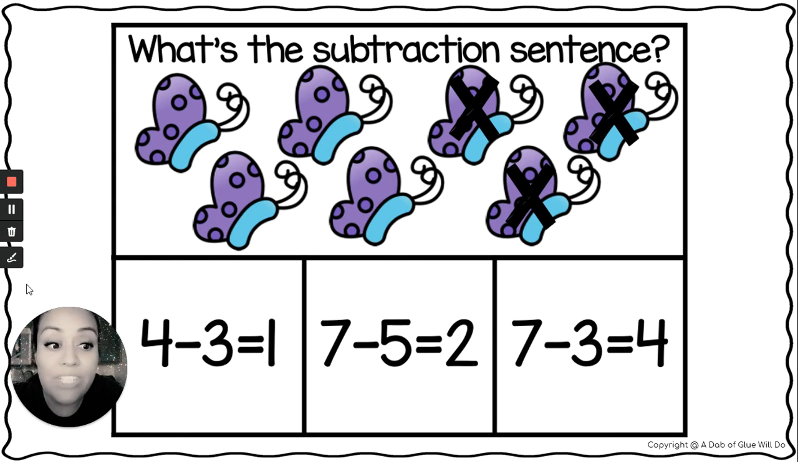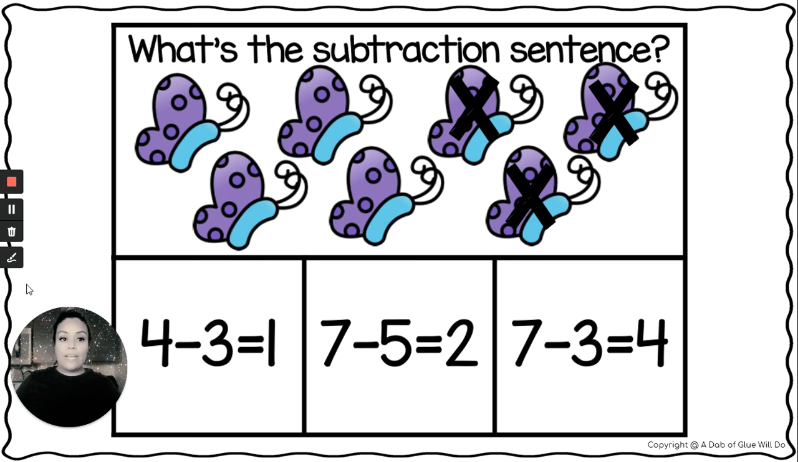What's the subtraction sentence? I want you to think big because I'm just going to ask you for the sentence. Remember to think about how many butterflies we have, how many flew away, and how many are left. Okay, so you're telling me we had 7 butterflies? That's right, we have 4 on top and 3 on the bottom. 4 plus 3 makes 7. Okay, so we have 7 and 3 of them flew away.